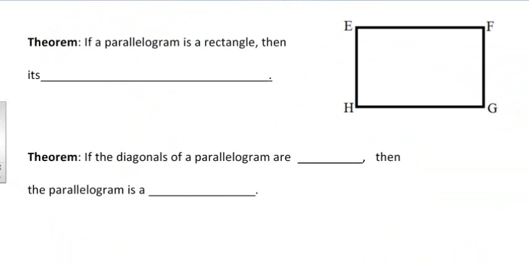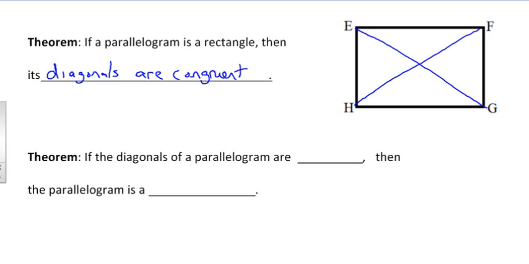A few properties of rectangles. If I know something is a rectangle, from our definition I knew it had right angles, but also I know that its diagonals are congruent to each other. What that means is that the length from E to G and the length from F to H are equal to each other. The converse of that idea is also true. Not only does being a rectangle tell us that the diagonals are congruent, but if I could show that the diagonals of a parallelogram are congruent, then that would be enough information to tell me that that parallelogram has to be a rectangle.